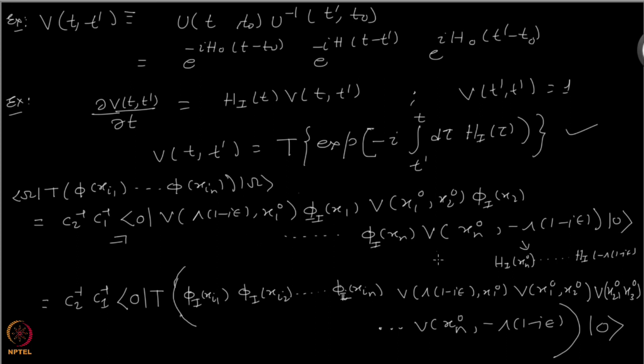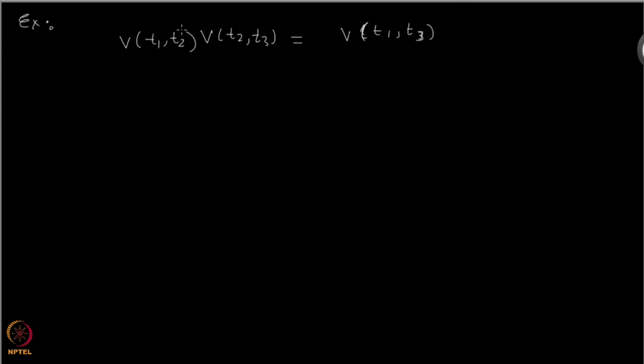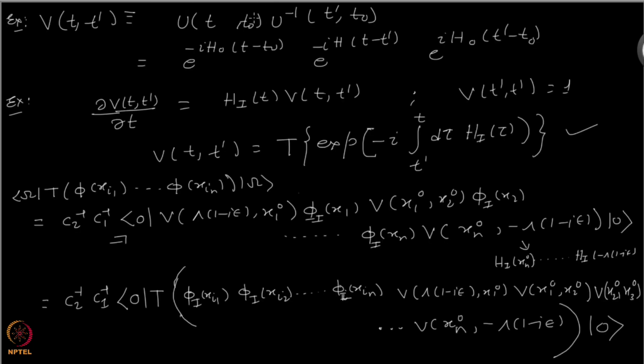So here is another exercise that you can check. Show that if you have V of t2, t3 and V of t2, t1, so the second argument of this V and the first argument of this V are the same, then you get V of t1, t3. This will not be difficult to check, and if you use that, then here this x1^0 argument will disappear. So what it does is this argument t2 disappears, and you get one V with this as the first argument and this as the second argument. Sometimes I'm saying this is the first argument, that's the second argument, but you understand what I'm saying.